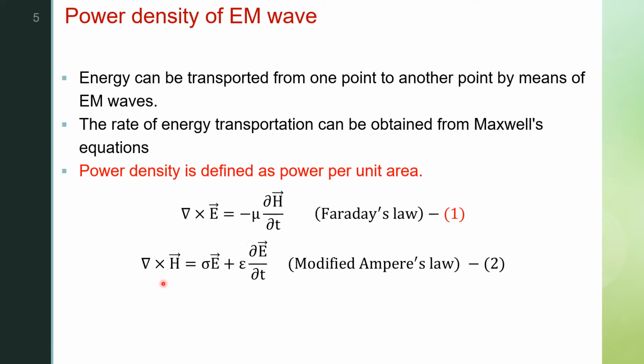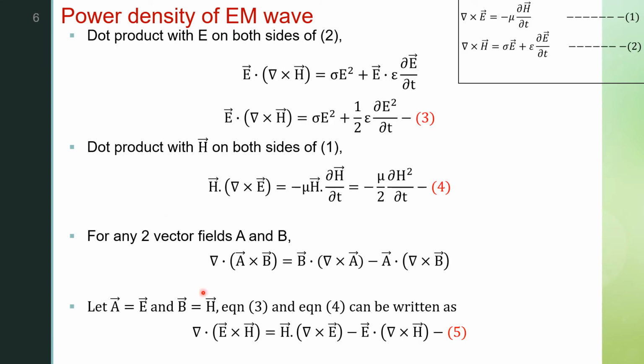Another Maxwell curl equation is del cross H is equal to J plus dou D by dou t. That is, del cross H is equal to sigma E plus epsilon dou E by dou t. So we'll focus on deriving the power density of an electromagnetic wave. So here let's start by taking the dot product of the equations that we have obtained now. First let's take the dot product with E on both sides of equation number 2. So equation number 2 is del cross H is equal to sigma E plus epsilon dou E by dou t. So let's take dot product with E.